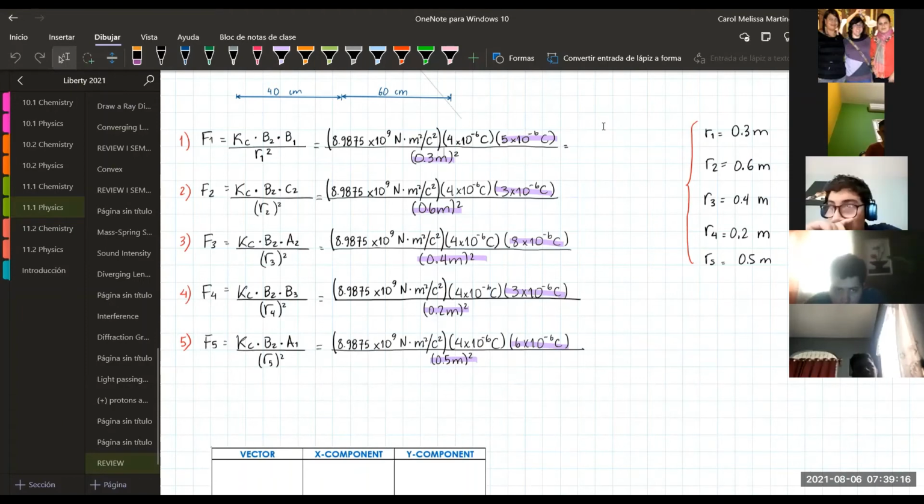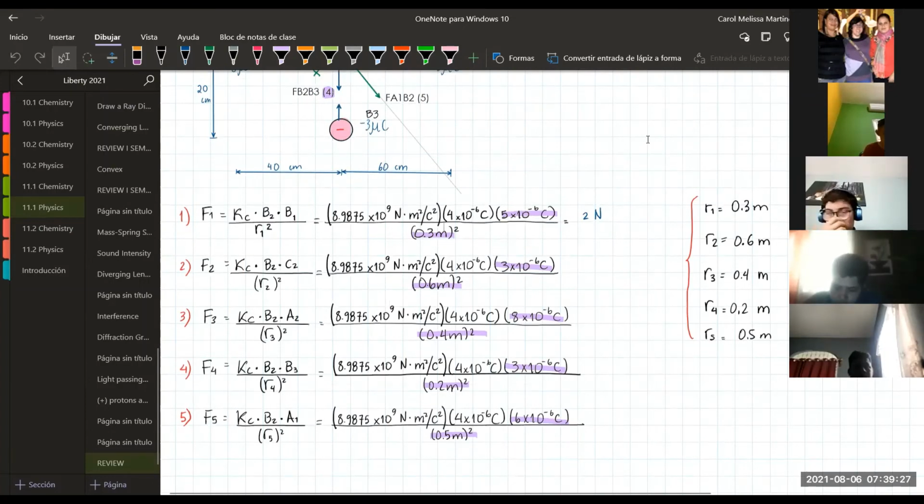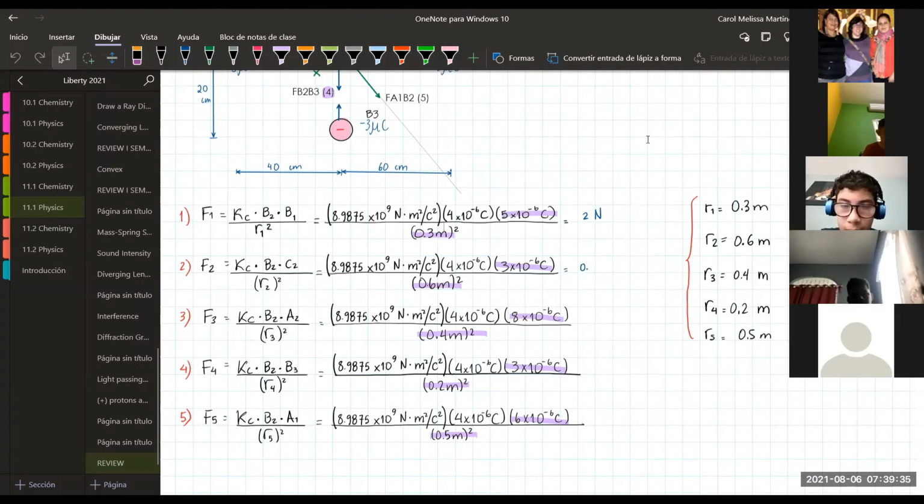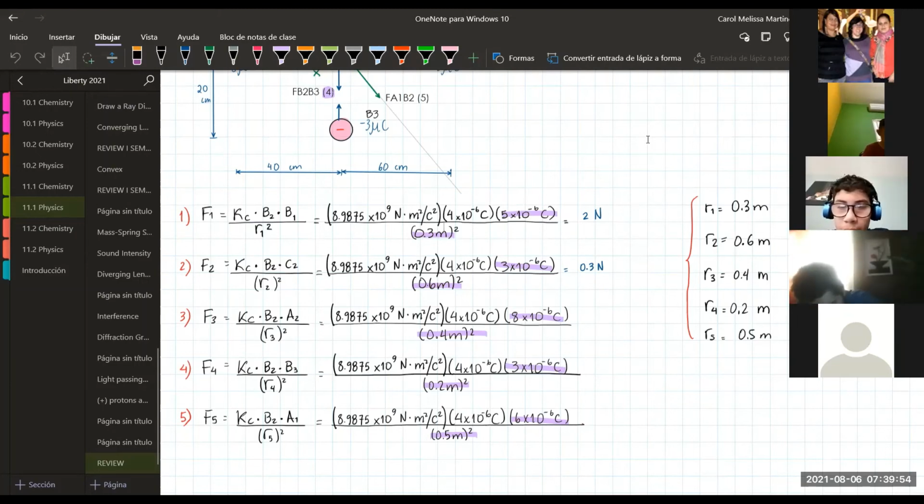I got 2 newton. Rounded. Did you get it? Yes. Okay, how much did you get in the second one? 0.29 newton. 0.3 newton rounded because it's 0.2999. Okay, so you round it to 0.3 because it's easier. How much do you get in the third one? 1.80, sir. 1.80. Rounded is 1.80. How much do you get in the fourth one?